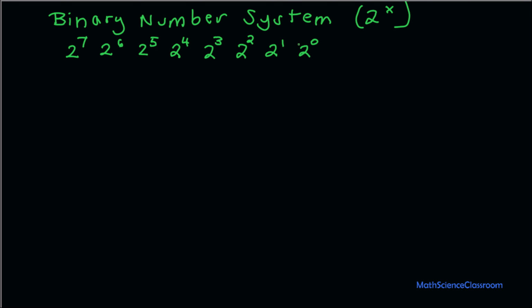So 2 to the 0th power is 1, 2 to the 1st is 2, 2 to the 2nd is 4, 2 to the 3rd, 8, 2 to the 4th, 16, 2 to the 5th, 32. Notice each one is being doubled. 2 to the 6th power is 64, and 2 to the 7th power is 128.